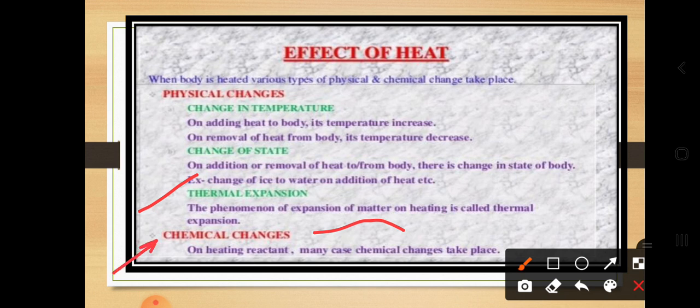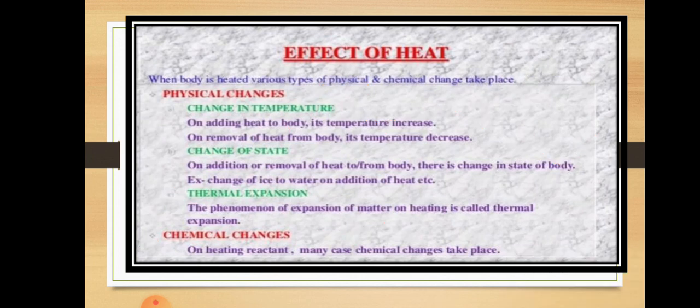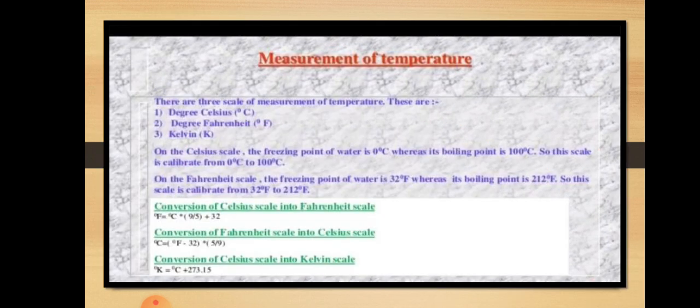As well as that, you can observe chemical changes on heating a reactant. In many cases, chemical changes take place. Okay. Reactant means whatever things you take for the reaction is called a reactant, and after completing the reaction, what you get is called the product. Okay. So, the reactant is the thing we have taken for the reaction purpose, and after the reaction process is complete, whatever you get is the product. So, here you may find the chemical changes in the process of heating.